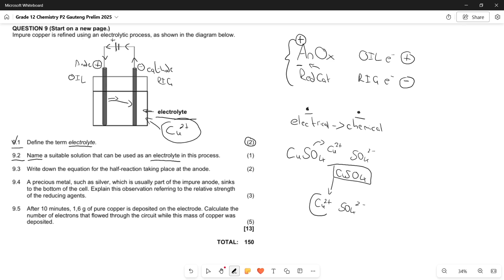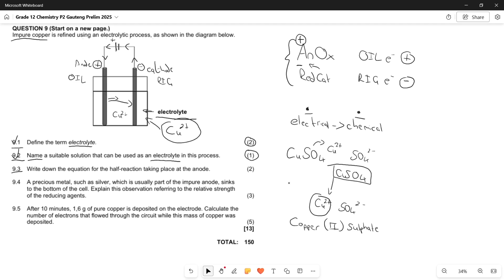Which means we then have what we want, the Cu2 pluses, especially in this scenario where we are refining impure copper, and then we'll have the Cu2 pluses inside of this beaker, which means name a suitable solution that can be used as an electrolyte. We can just go ahead and write copper 2 sulfate, because copper has a charge of 2 in order to be balanced, sulfate being the spectator ion that will break off and not get involved in the reaction. And this would earn us 1 mark over here.